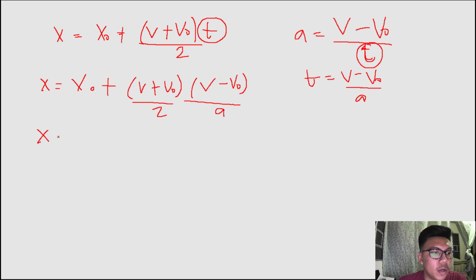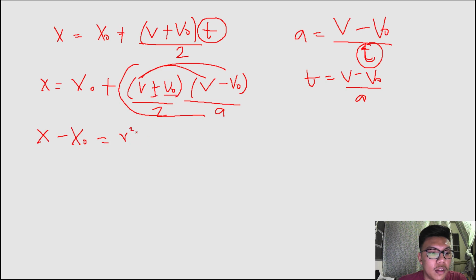So, we have X minus X sub O is equal to... ang matitira na lang ito, di ba? Itong part na to. So, you have binomial, binomial sa binomial. So, we have same values, kaso different sign sa gitna. So, we have V squared minus V sub O squared all over 2A. So, this is another equation.